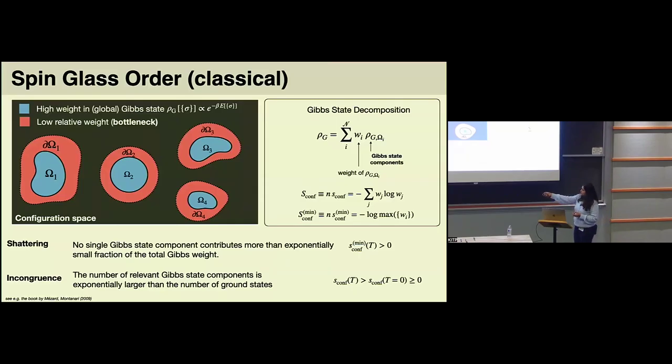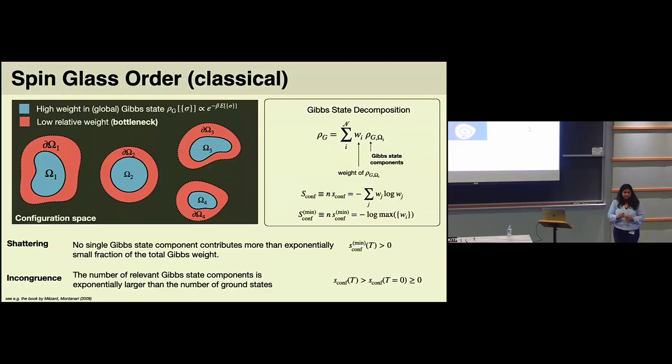The first is shattering, which basically tells us that no single Gibbs state component carries more than an exponentially small fraction of the total weight. So there are at least exponentially many components present, and this means that the minimum configurational entropy density is positive. Of course, if I just had a code with finite code rate, or exponentially many ground states, and each of those had some stable minima, then I would already get exponentially many Gibbs states.